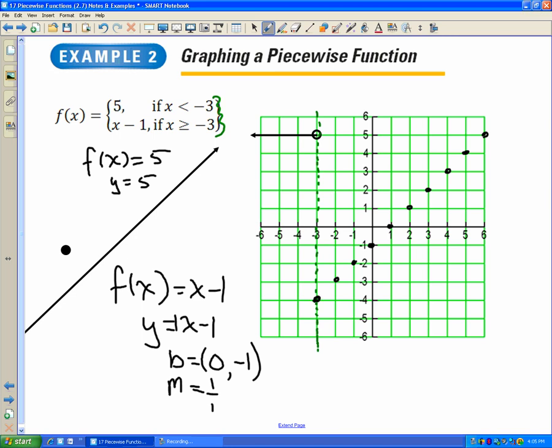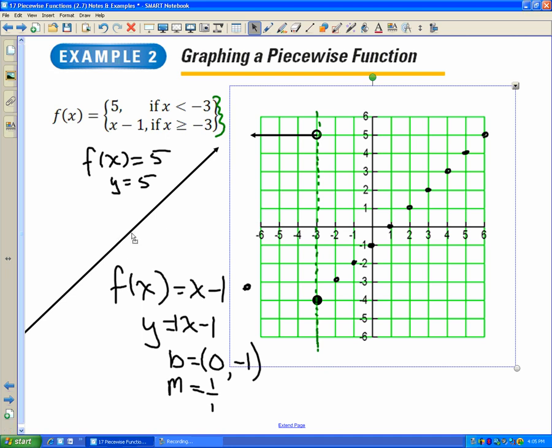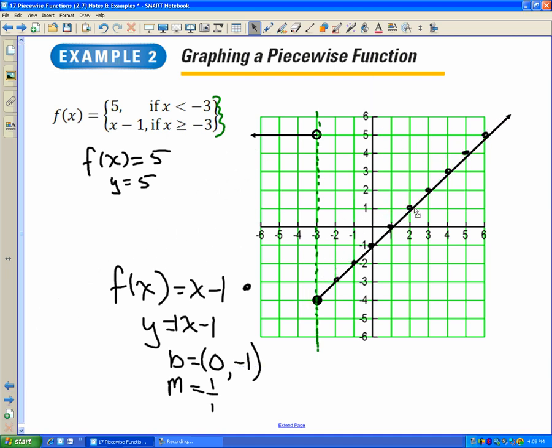And I get down to negative 3. Now, I did show that as a closed dot. Is that a closed dot? Well, here you notice that x is greater than or equal to negative 3. So at negative 3 itself, I want a closed dot. So then my graph is going to start at that closed dot, and it's going to go up.